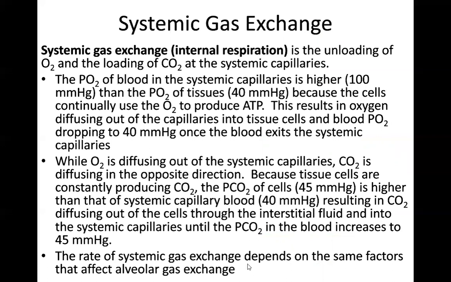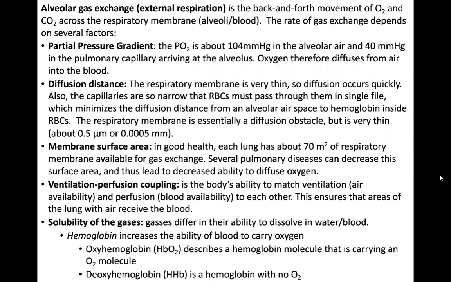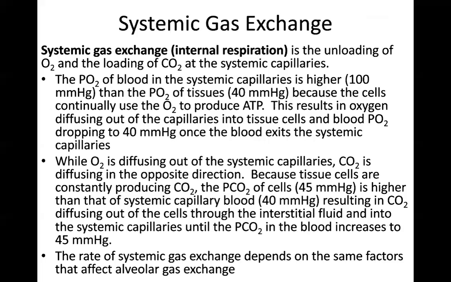The rate of systemic gas exchange. So how fast we perform gas exchange here is all dependent upon these same factors that we just talked about: partial pressure gradient, which I've been hammering on, diffusion distance, membrane surface area, ventilation perfusion coupling, solubility of gases. Now I'm not going to go through and talk about each one again because we just did. Those same factors are going to control the rate of systemic gas exchange just like they did alveolar gas exchange. Make sense?